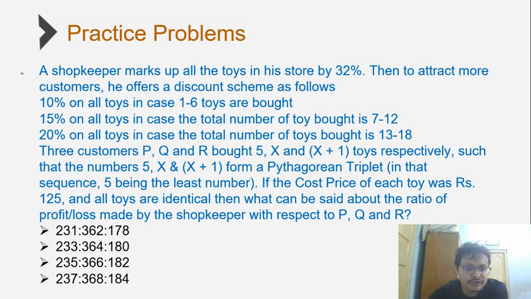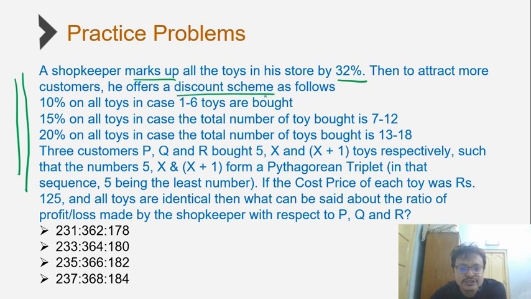Let's move on to a more difficult question. The second one, this is a lot more difficult. So here a shopkeeper marks up all the toys by 32%, and then they offer a discount scheme which is as follows. 10% on all toys in case 1 to 6 toys are bought, 15% on all toys in case the number of toys bought is 7 to 12, 20% on all toys in case the total number of toys bought is 13 to 18.